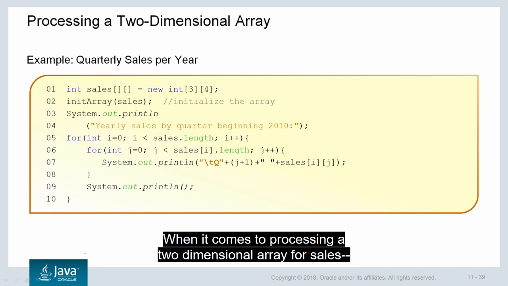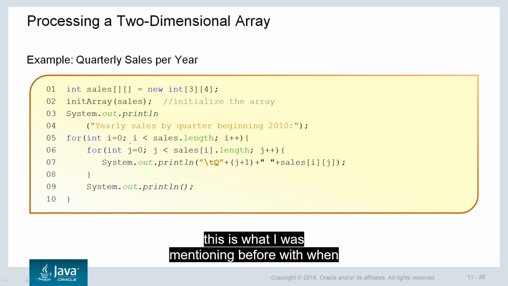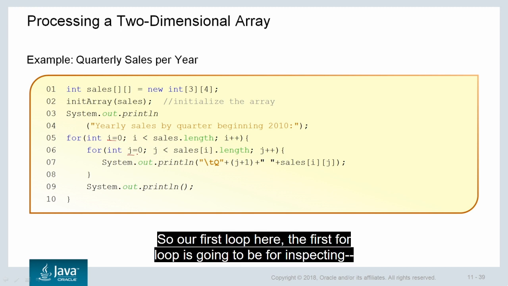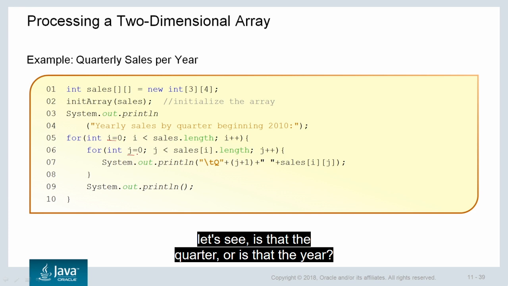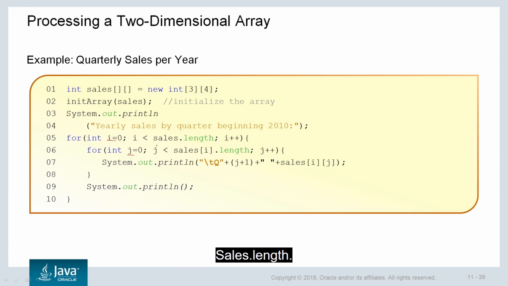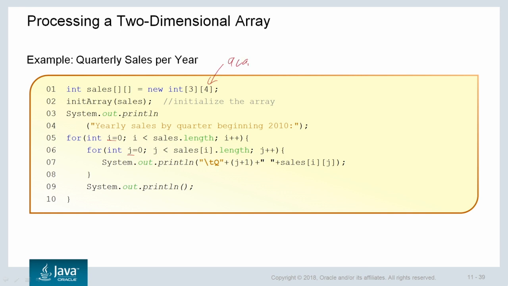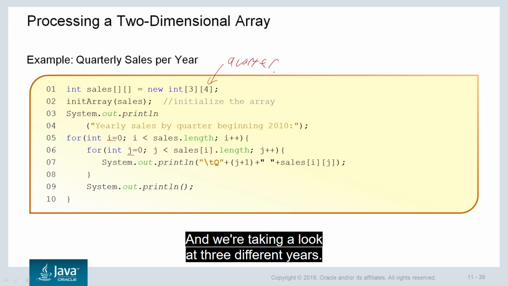When it comes to processing a 2-dimensional array for sales, this is what I was mentioning before with a loop inside of a loop, i, j, k for your counter, i, j. So our first for loop is going to be for inspecting, let's see, is it the quarter or is it the year? Sales.length. Well, if I had to guess, quarter would be 4, so I'm assuming this would be quarter. And we're taking a look at 3 different years.